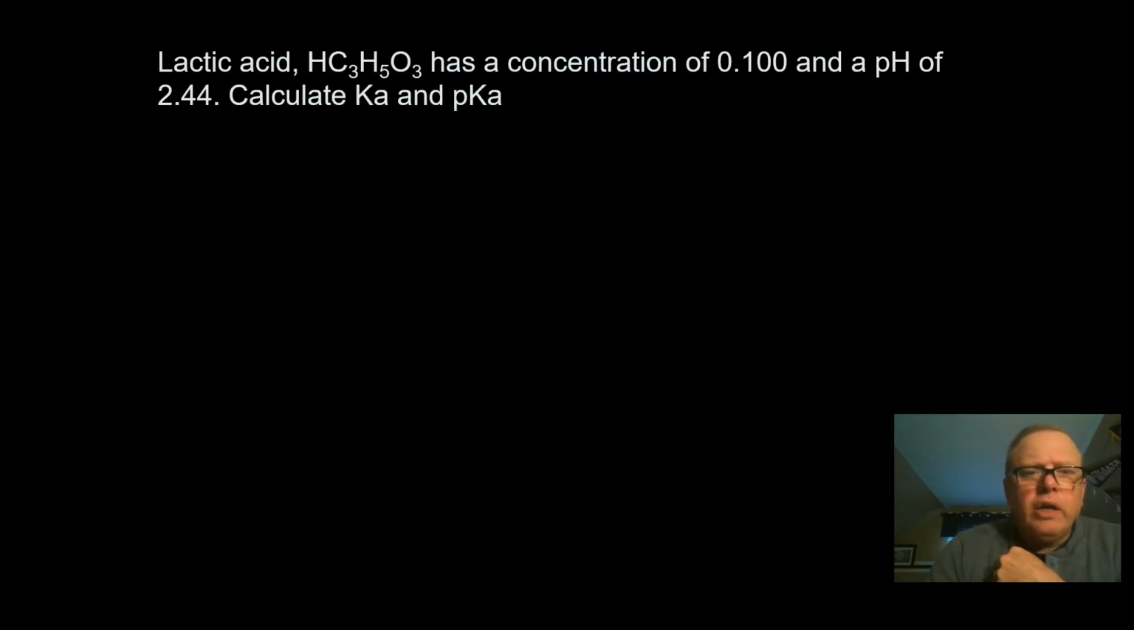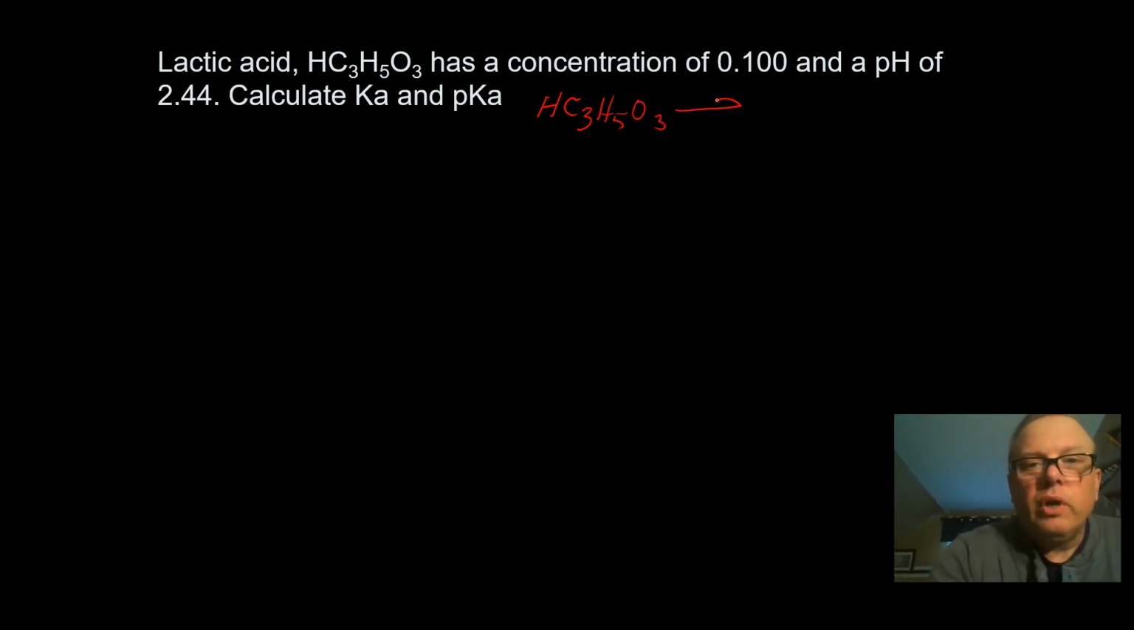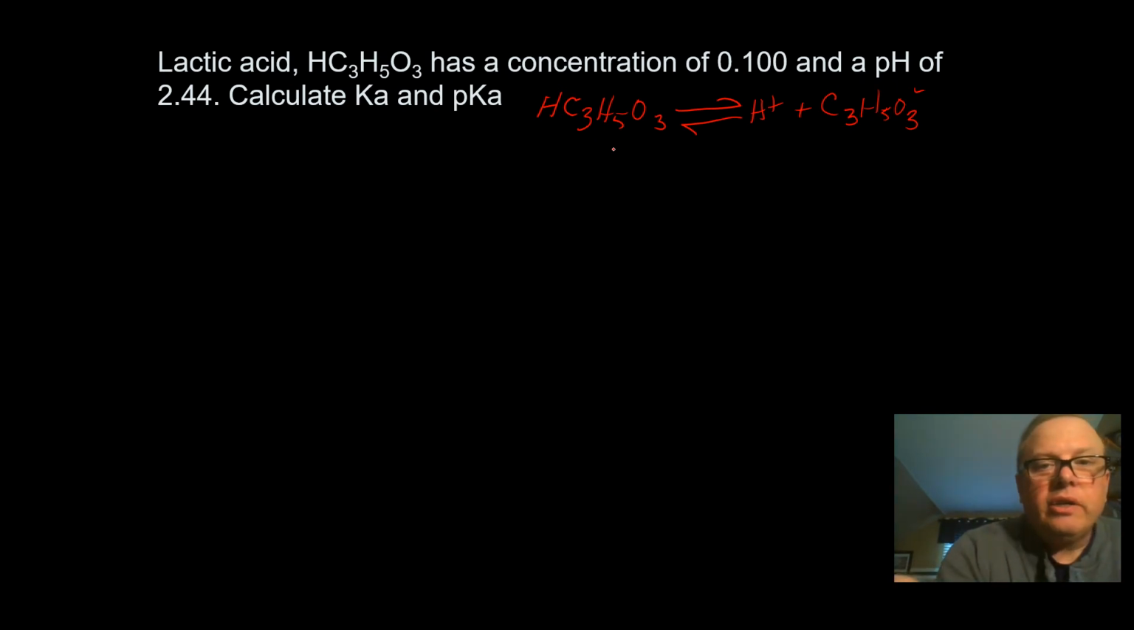Okay. Here is a very typical example of what we would want to be able to do to start with. We've got lactic acid, which is what's in milk and makes it sour, and it's what builds up in your muscles when you've exercised a lot. It has a concentration of 0.100 molarity and a pH of 2.44. Calculate Ka, calculate pKa. The first thing we want to look at is our dissociation reaction, which will be HC3H5O3, and it is going to dissociate into a hydrogen ion and a lactate ion. So that's our reaction.